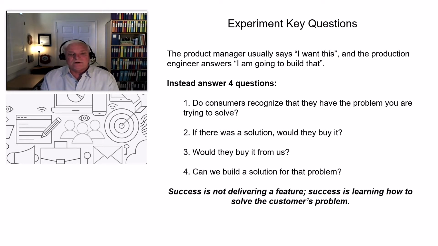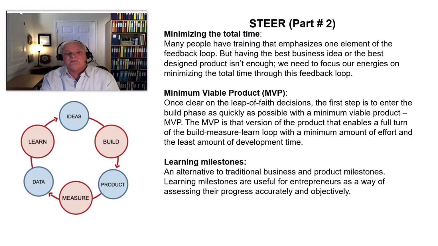Okay? Number 3, would they buy it from us? If the answer is yes, you're still moving in the right direction. If the answer is no, then you've got barriers. You need to figure out how to adjust, how to change. How do we create something that's different? And then finally, number 4, can we build a solution for that problem? And if we can, we should. Success is not delivering a feature. Success is learning how to solve the customer's problem. And the customer's problem changes. Once you solve one problem, there will be something else. There will be another problem that the customer will always have.